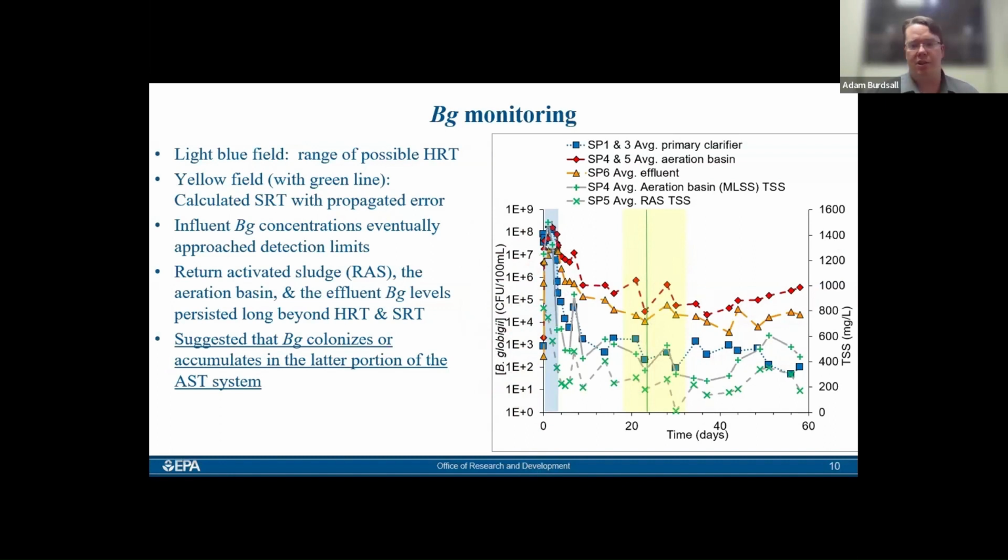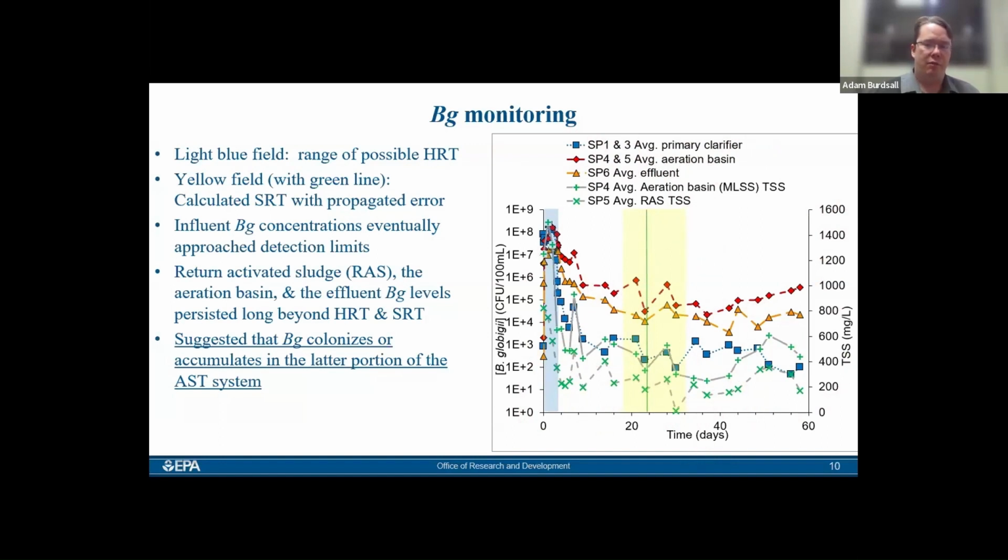And for these data, it made the most sense to average the data together according to which basin the material was coming from. So all of the samples coming from the primary clarifier are in blue, then the average of the aeration basin, and finally the effluent is the material that came out of the secondary clarifier. Total suspended solids are measured along the right y-axis here in milligrams per liter and pertain to these 2 green TSS series. The light blue field on the left here is the range of possible hydraulic retention times, and the yellow field with the green line through it is the calculated solid retention time with a range of possible uncertainty.